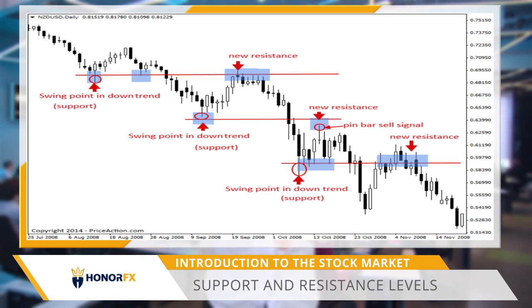See the pin bar sell signal in the chart. Because it's at these levels that the trend is most likely to resume, creating a low-risk, high-reward potential.